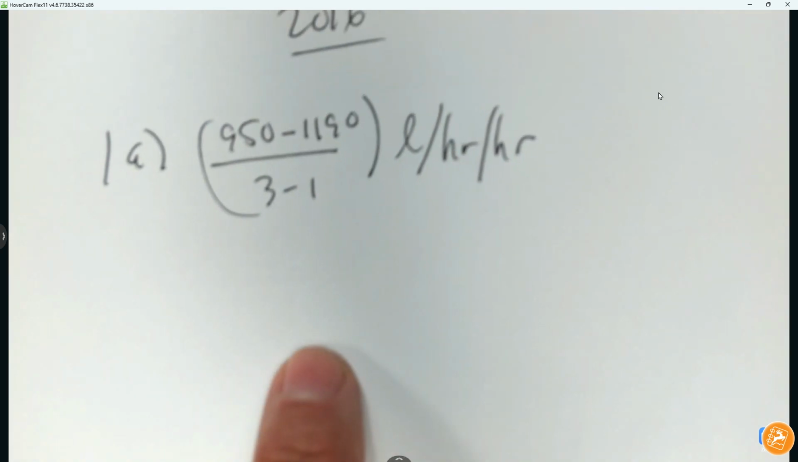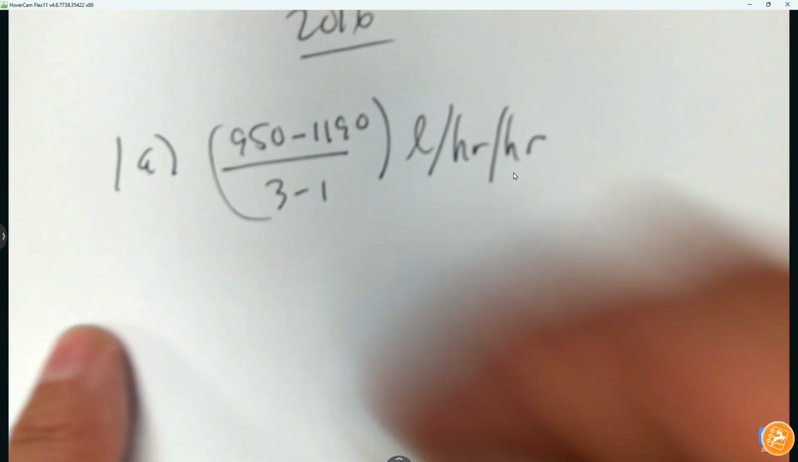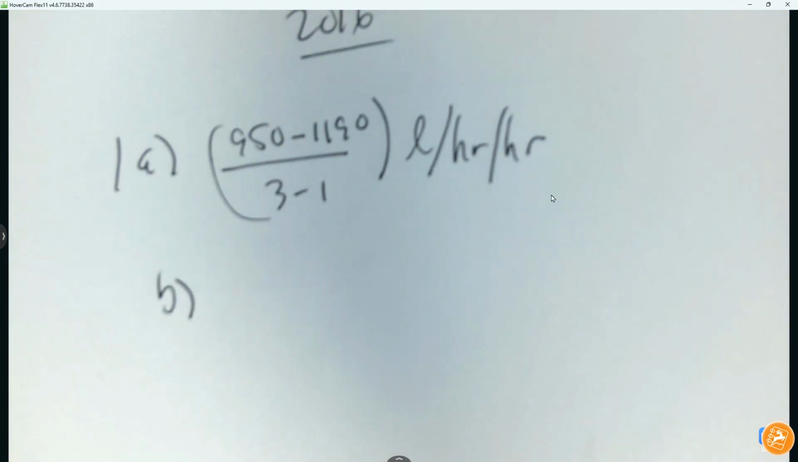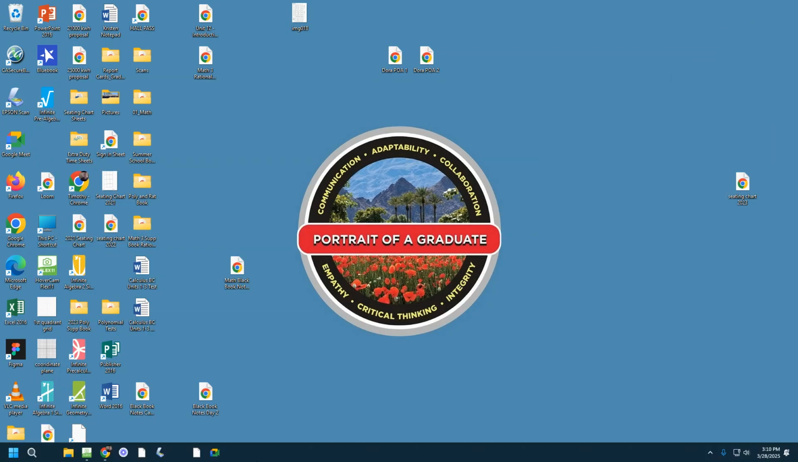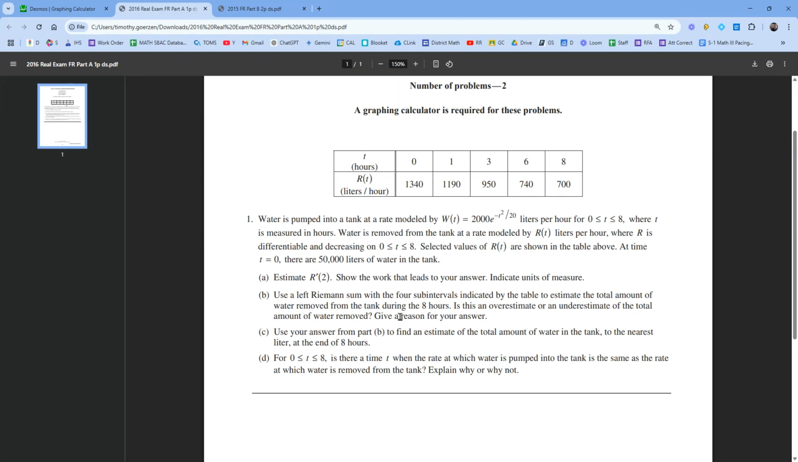Just like that. All right, part B. And if we need to simplify that, we will later on if it's required. Remember, question number 1 is a calculator question. So 1 and 2 are calculators, 3, 4, 5, 6 are not. So number 1 in 16 again, this was a calculator question.